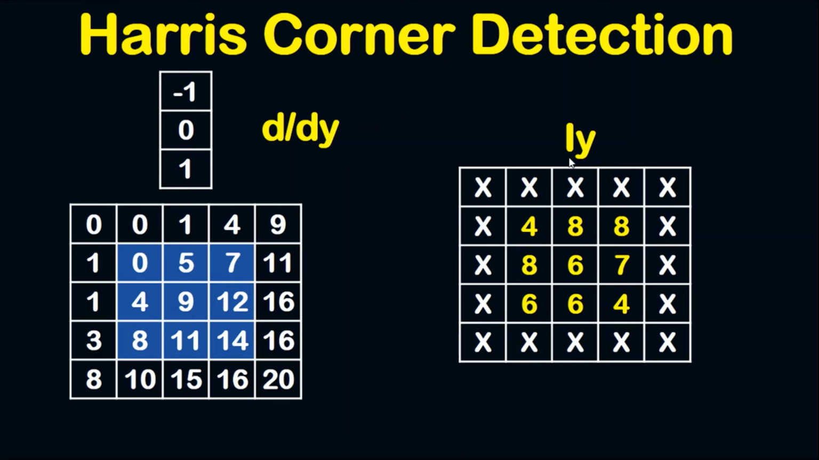So for this first pixel, again we will put the center of the kernel on the pixel, so this 0 will be on this 0, and so this negative 1 will be on this 0, and this 1 will be on this 4 like this. 0 by negative 1 is equal to 0, plus 0 by 0 is equal to 0, plus 4 by 1, which is equal to 4, like this.